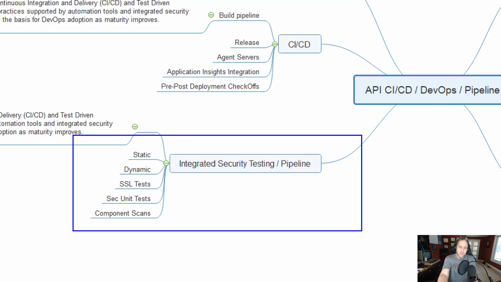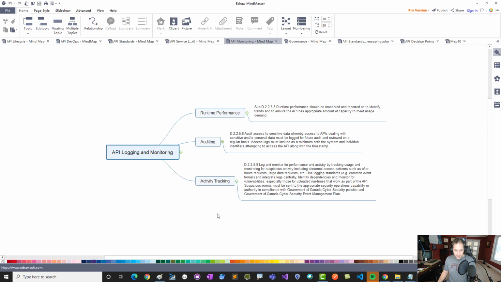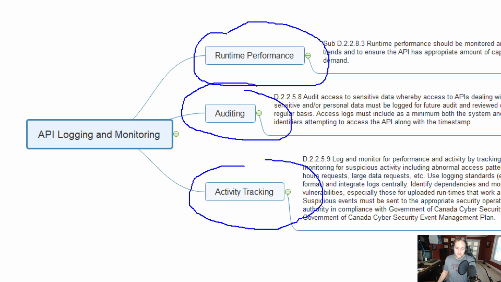So here's an example of something that was not in that API standard, but having worked in the industry, that's part of a full-fledged CI/CD pipeline where you have to integrate security. So I just go in and put that in there, so it drives conversation and thought. Let me give you another example on the API auditing and logging. Based on the standards that the client had, they had some constructs for runtime performance, auditing, and activity tracking.